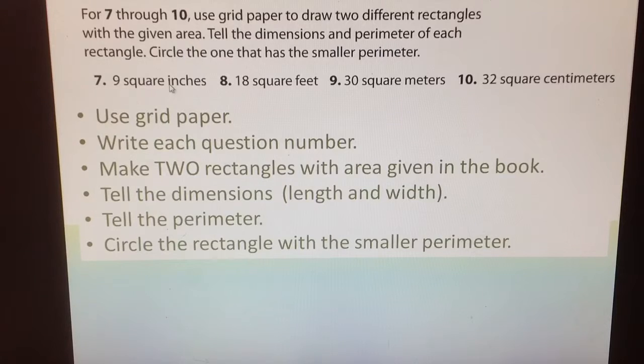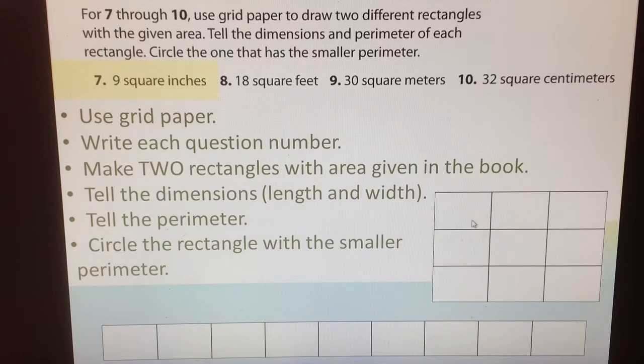For number 7, when it's 9 square inches, you could have a rectangle that looks like this, 3 across the top, 3 down, and that could be one of your 2 rectangles. Then you could have a rectangle that looks like this long skinny guy, 9 across the top and 1 down. And then we need to tell the length and the width for each and the perimeter for each and circle the rectangle with a smaller perimeter.